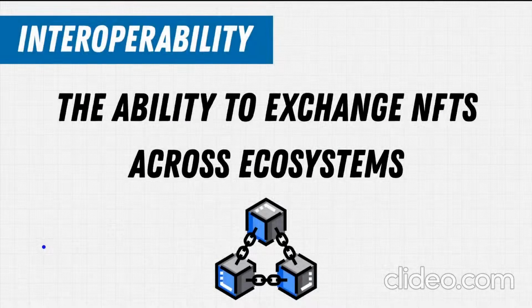Well, let's zoom into interoperability. Interoperability is the ability to exchange the NFT across ecosystems, right? So if you buy an NFT, a non-fungible token, which could be a deed for a house, could be digital art, could be anything, if you buy it on the Ethereum network, shouldn't you be able to sell it and send it in some way, shape, or form to the Bitcoin network?